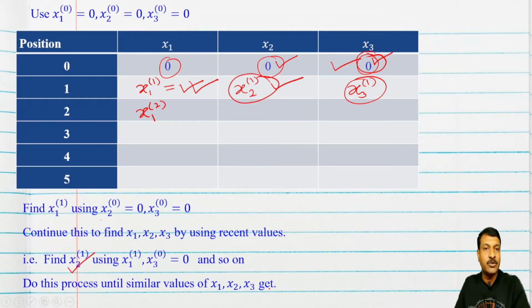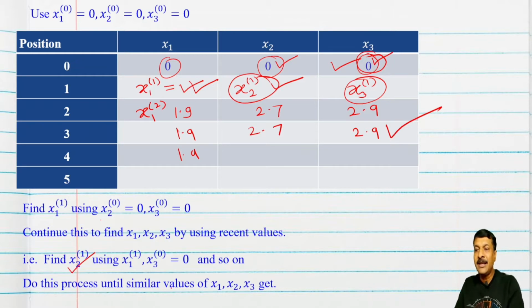Do this process until we get similar, that is, equal values. For example, here I am getting 1.9, here 2.7, here 2.9. If I get the same values for the next iteration also, these are the final values. So do this process until similar values of x1, x2, x3 are obtained.